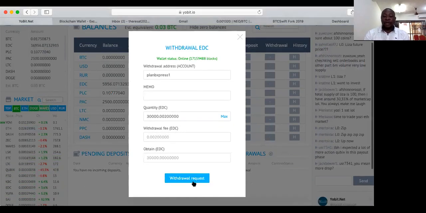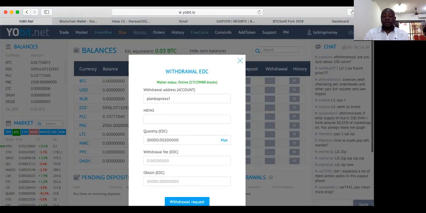So I go and click on withdrawal. Immediately I click on withdrawal, they send a message to your mail. And then when they send a message to your mail, you go copy that message from your mail, to complete the transaction confirming. And so that's all.